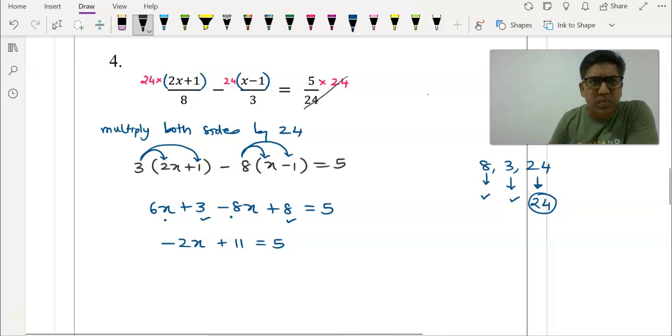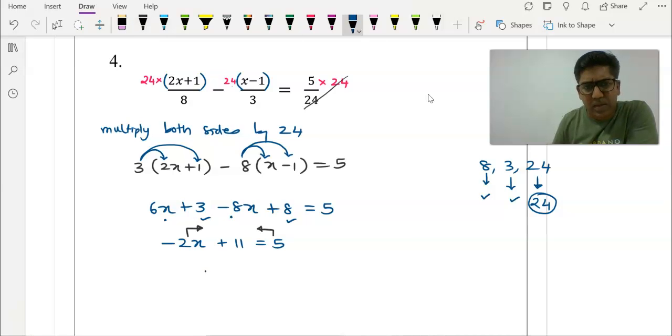Now to solve the equation, I can shift minus 2x to the right and bring 5 to the left. So I'll move minus 2x to the right. Same step, I'll bring 5 to the left. So I'll get here 11. 5, when you move it to the left, it will become minus 5. Minus 2x, move it to the right, it will become plus 2x. 11 minus 5 is 6, equal to 2x. To cancel the 2, divide both sides by 2. So you will get x equals 3.